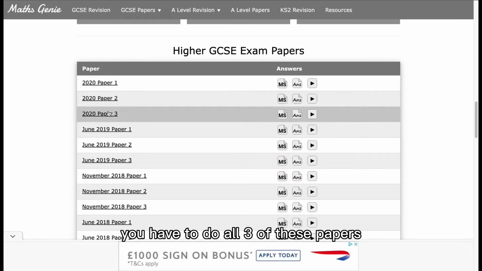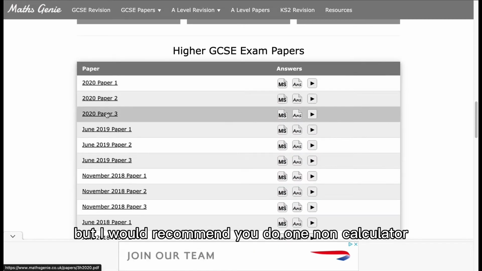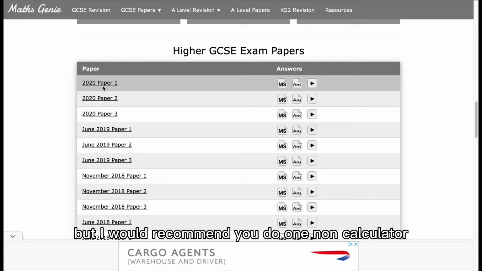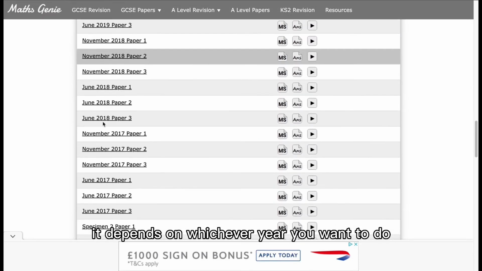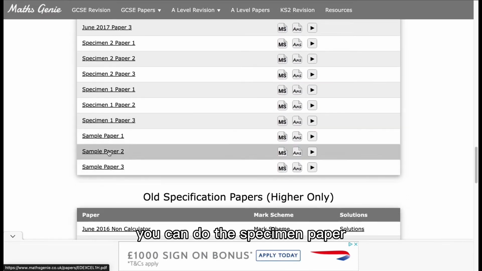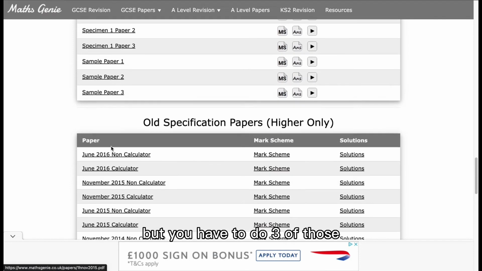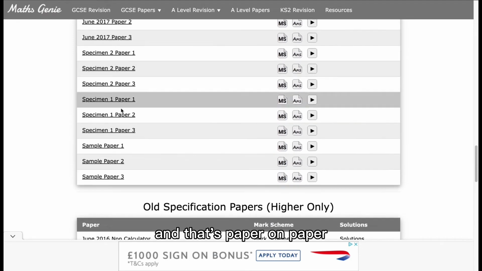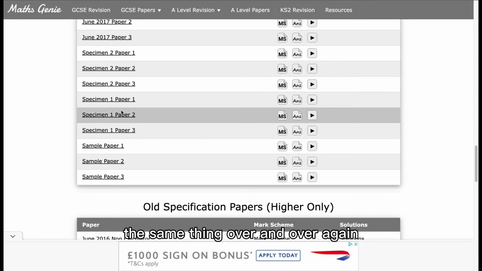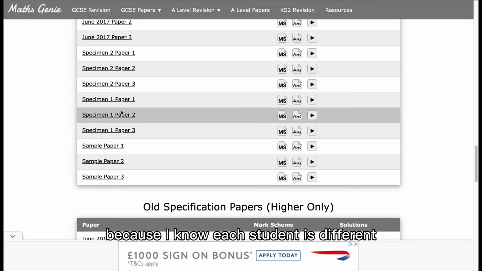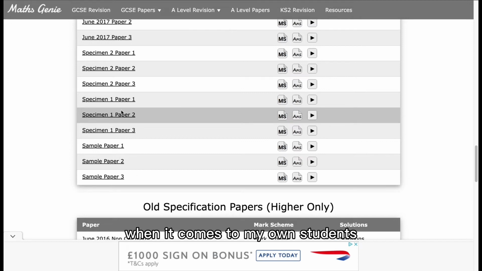You have to do all 3 of these papers, but I would recommend you do 1 non-calculator and 1 calculator paper. But I would recommend you do 3 papers. It depends on whichever year you want to do. You can do the specimen paper or a sample paper, but you have to do 3 of those: paper 1, paper 2, paper 3. This is the trick that a lot of students don't know about. That's why I tell a lot of students the same thing over and over again, because each student is different. When it comes to my own students, I know their weaknesses and their strengths, so I can tell them what to particularly revise for when it comes to GCSE Maths.